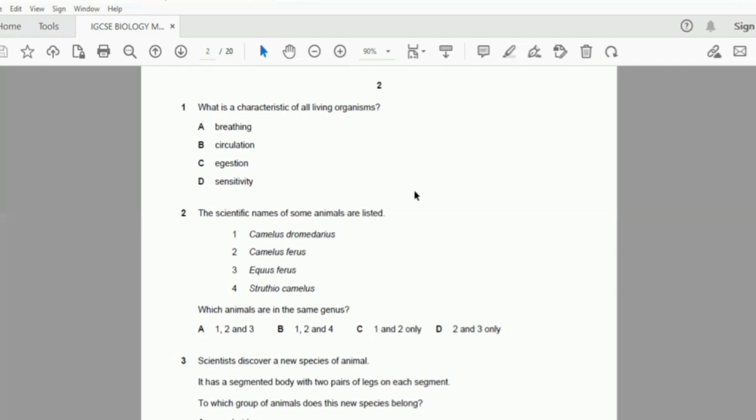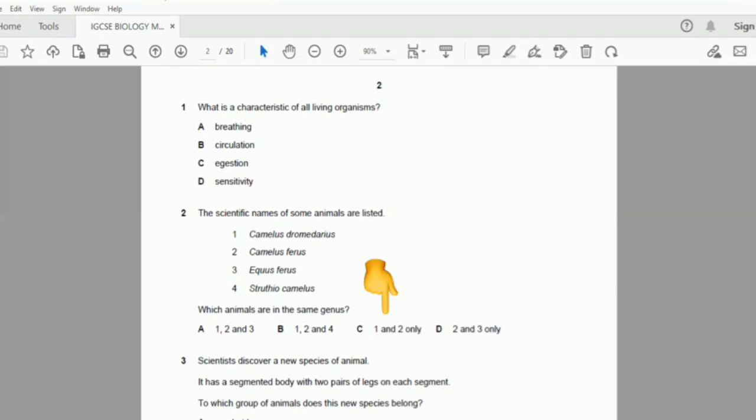So looking at this, the genus is the first. So we have Camelus as a genus here, one, and also two. Camelus is a genus here. So we have Camelus dromedarius and Camelus ferus. So if we are to answer this question, we will go for one and two only, which is option C.